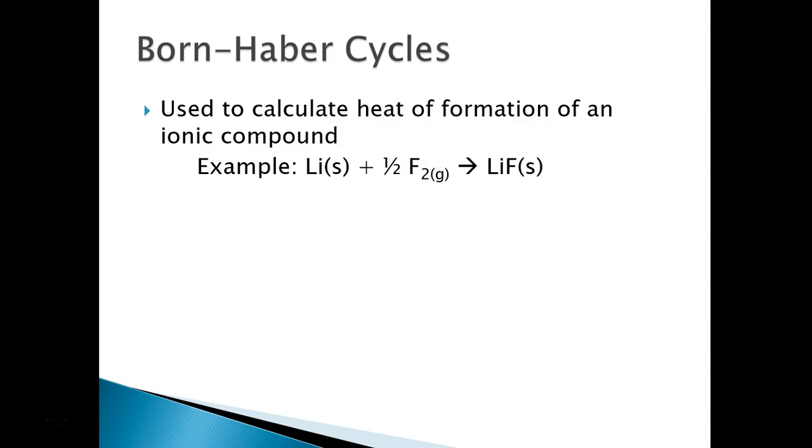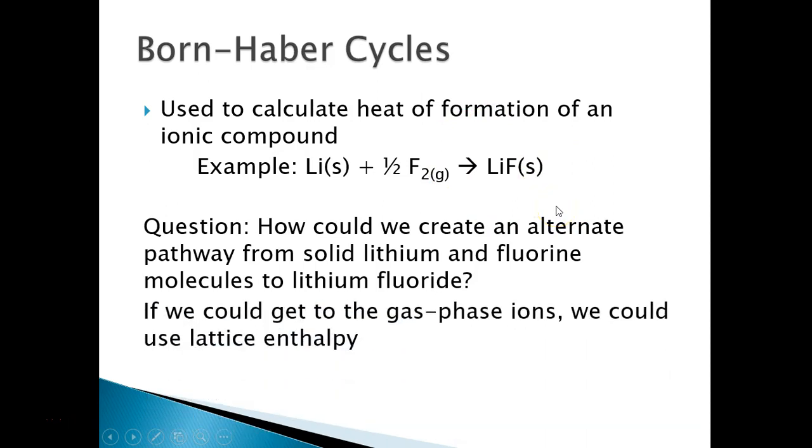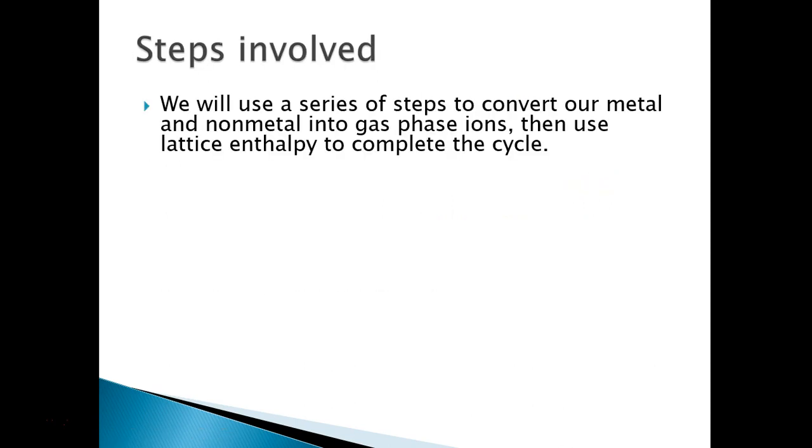All right, so we use Born-Haber cycles to calculate the heat of formation of an ionic compound. So for example, we could find the heat of formation of lithium fluoride from lithium and fluorine gas. And the question is, how could we create an alternate pathway to get from solid lithium and fluorine gas to solid lithium fluoride? So if we could get from the solid lithium and the fluorine molecules to gas phase ions, we could use the lattice enthalpy to connect back to the lithium fluoride.